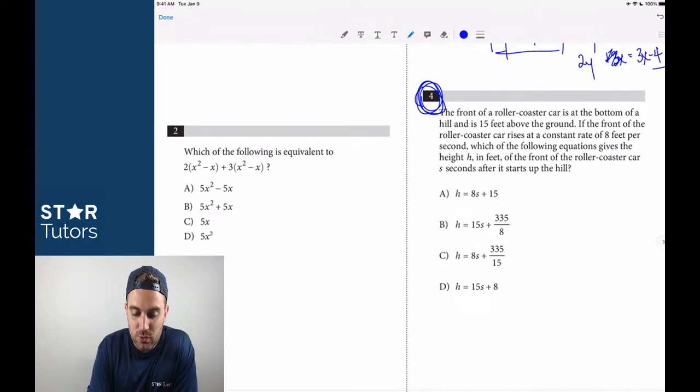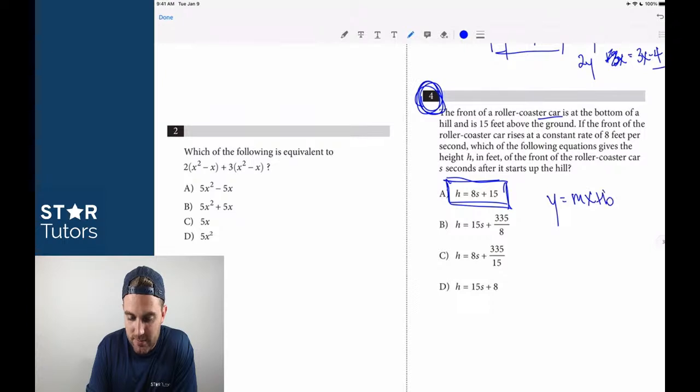Right, the front of a roller coaster car is at the bottom of the hill. Right here, even though this is the classic SAT, they just love to throw in different forms of y equals mx plus b with just different variables. But in this case, the s and the h are just the y. It's pretty straightforward from there. Anything that increases or decreases is the slope. So m is always increasing or decreasing, and b is always a constant, right? So we know right away that it says it rises at a constant rate of 8 feet.